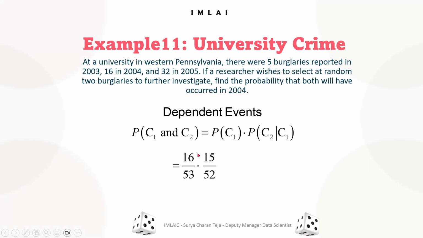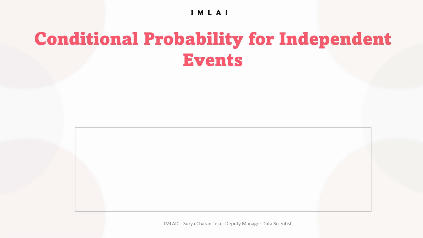From 16, my 16 becomes 15 because one event has been done. When it is done, you just keep it aside. Now 15, and the overall sample size will also be reduced, because it happens given that C1 has occurred. So that's the reason it is 15 divided by 52. That's it.